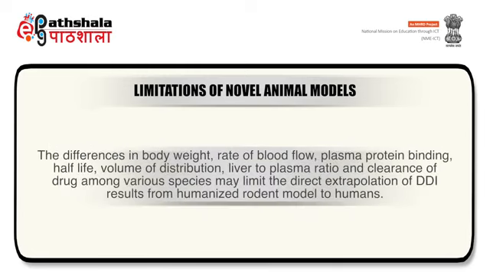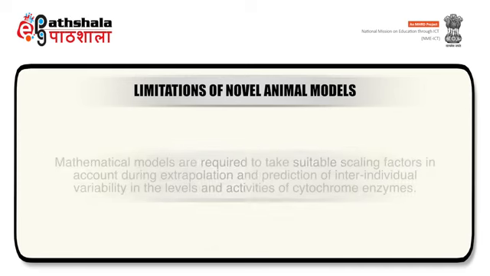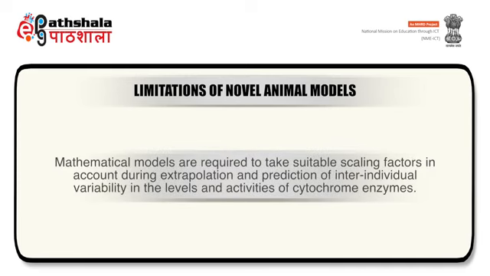The fifth is that differences in body weight, rate of blood flow, plasma protein binding, half-life, volume of distribution and clearance of drugs among various species may limit the direct extrapolation of drug-drug interaction results from humanized rodent models to humans. And lastly, mathematical models are required to take suitable scaling factors into account during extrapolation and prediction of inter-individual variability in the levels and activities of cytochrome enzymes.